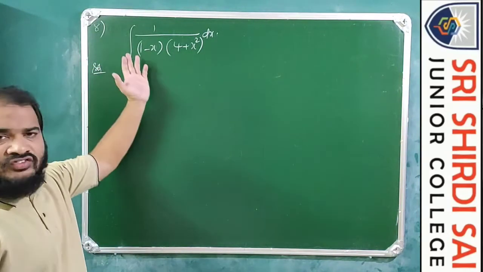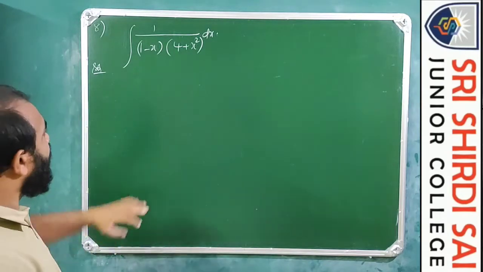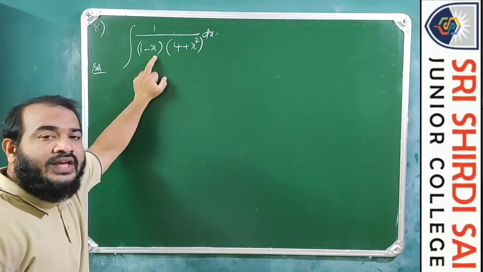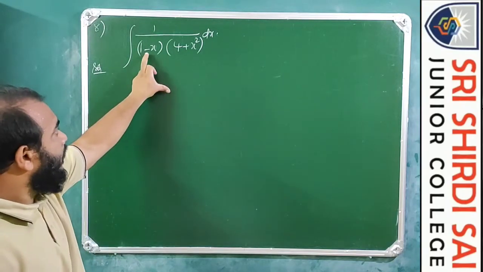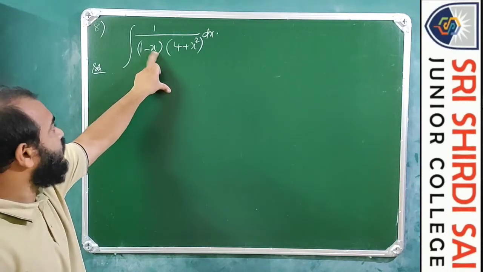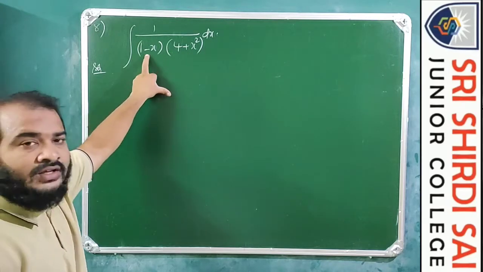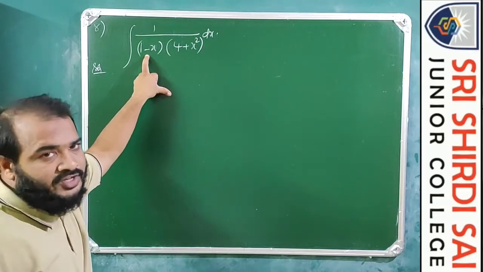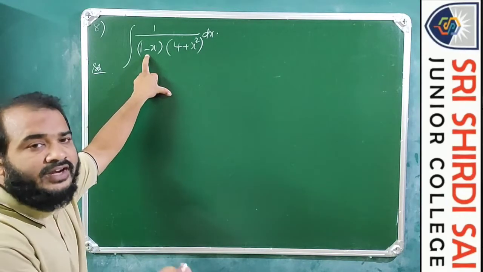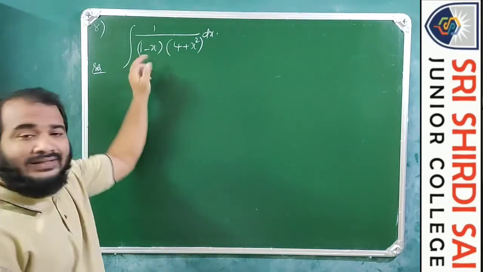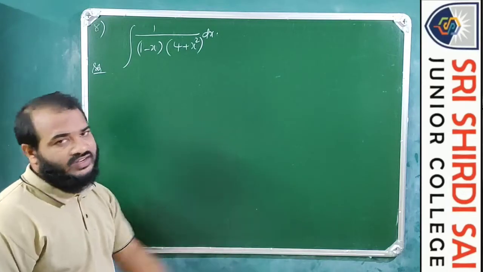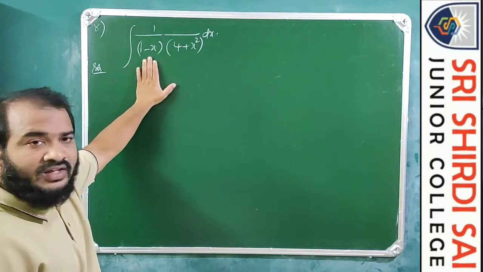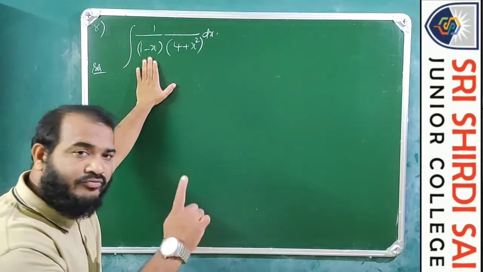Again it is a proper fraction, needless to say, and the denominator contains 1 minus x. It is of the form ax plus b, because minus 1x plus 1, ax plus b type. So which is a linear factor. Which linear factor? Non-repeated linear factor. Had it been a repeated linear factor, it would have been 1 minus x whole square, 1 minus x whole cube, etc. So since its power is 1, therefore it is a non-repeated linear factor type 1.